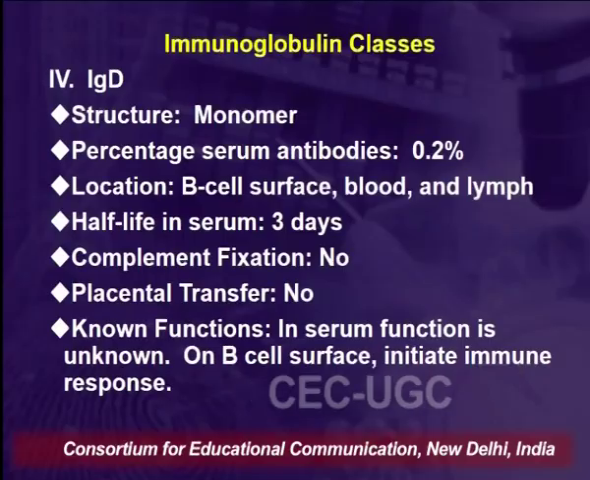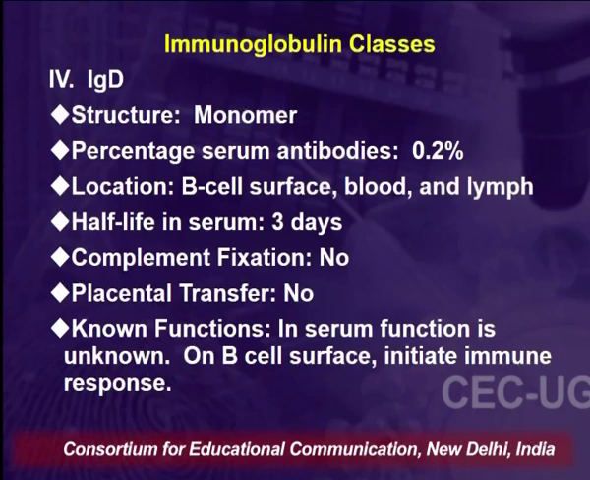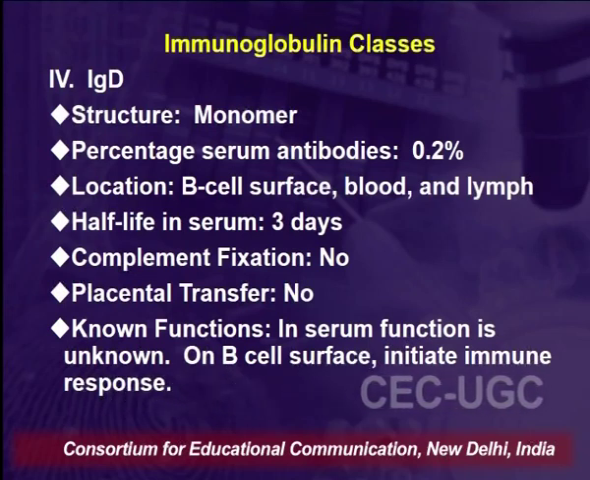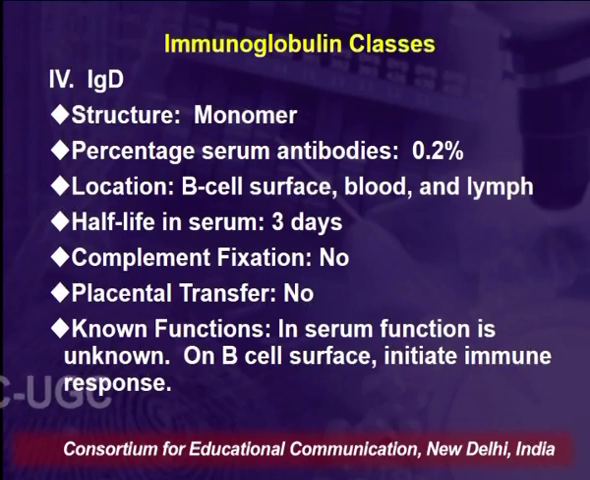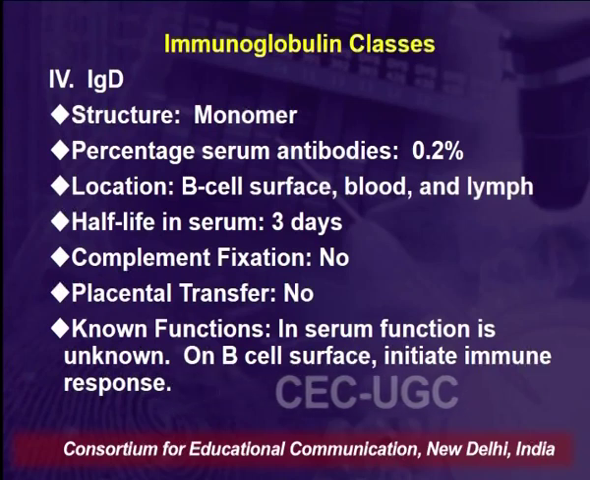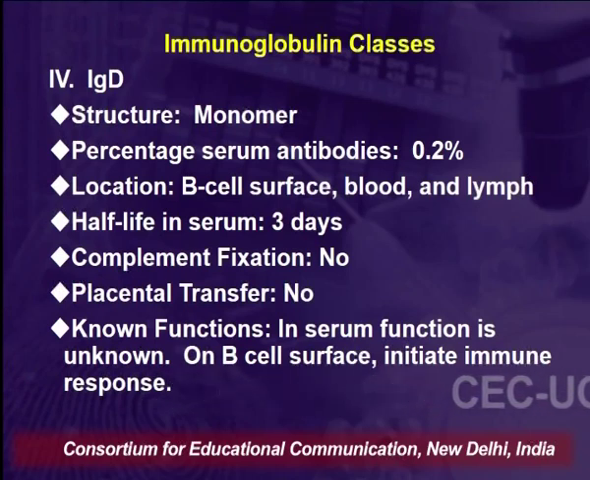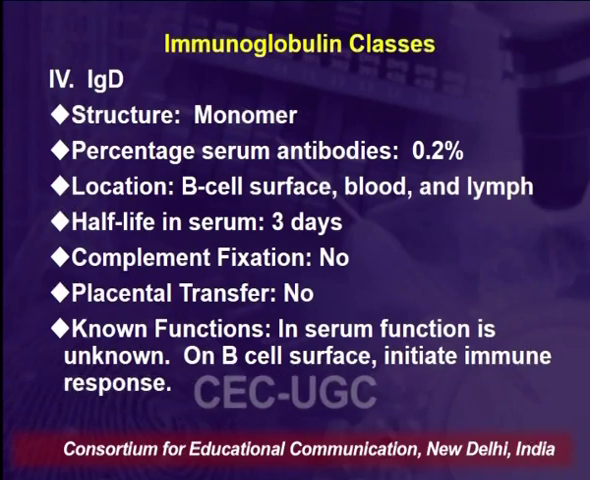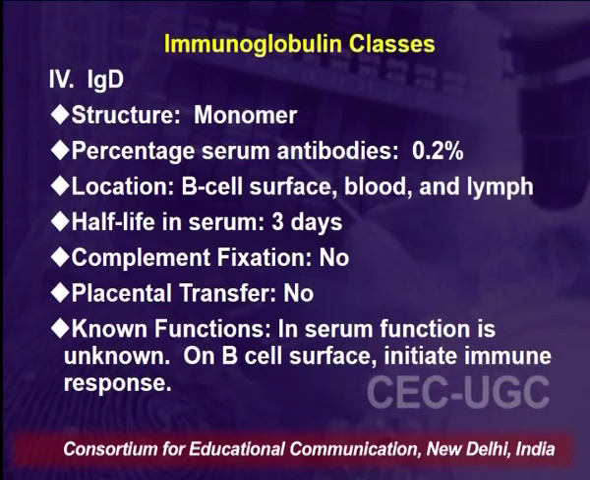The next class of antibodies is IgD. They have a monomer structure. The percentage in the serum is 0.2%. Their location is the B cell surface, blood and lymph. The half-life in serum is 3 days. They also do not work in complement fixation. They do not work in placental transfer, and their known functions are: in serum the function is unknown, and on the B cell surface they initiate immune responses.